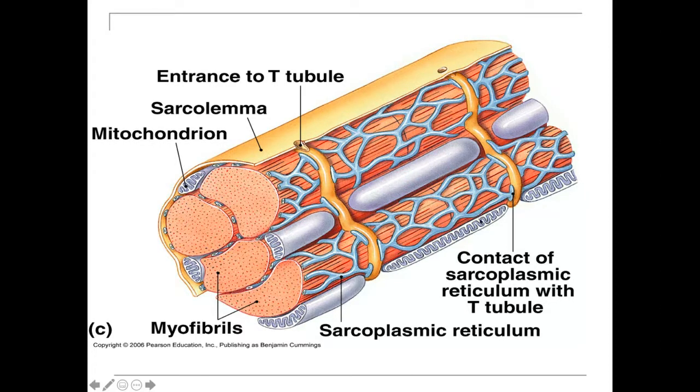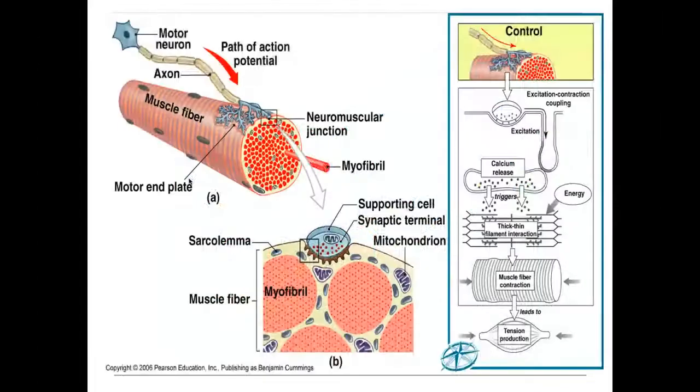Okay? I also want you to see that there's lots of mitochondria here. This is a mitochondria. Muscles have lots of mitochondria because mitochondria are going to produce energy in the form of ATP. ATP is adenosine triphosphate. Okay, so let's review.